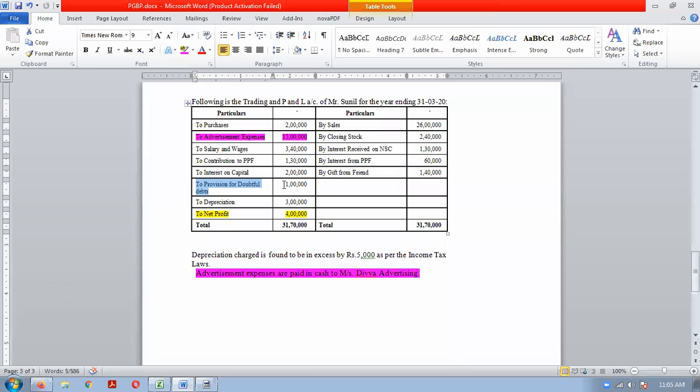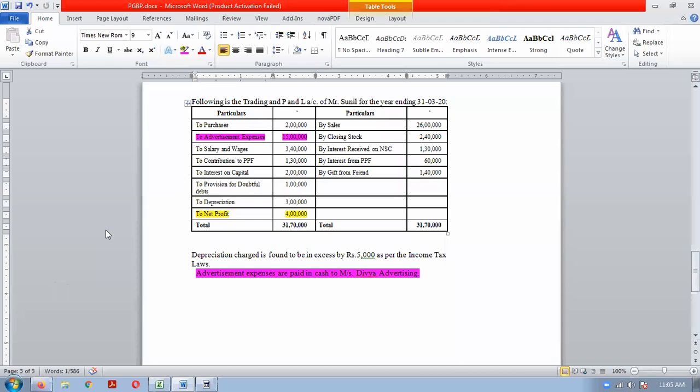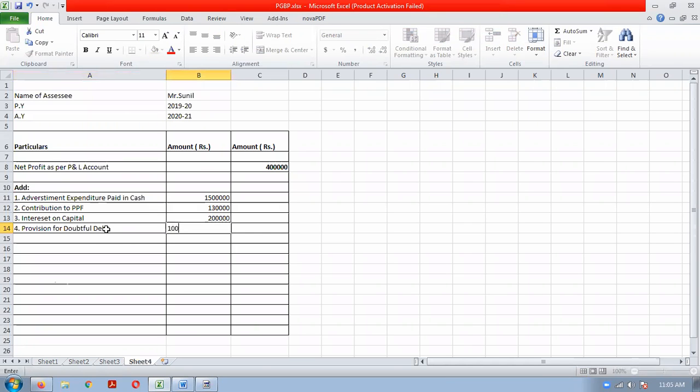If estimated or nominal expenditure is allowed, what will happen? Persons will go on debiting, no, and they will try to reduce their profit. So the Income Tax Act says that only we will allow the actual expenditure. Provision means estimated. So estimated means it may or may not happen. Okay. For accounting purpose, it is allowed, but for income tax purpose, it is not allowed. So we will have to add back this amount. So this is a new adjustment. This you have to keep in mind. Any provision will be disallowed. Disallow means you have to add back.